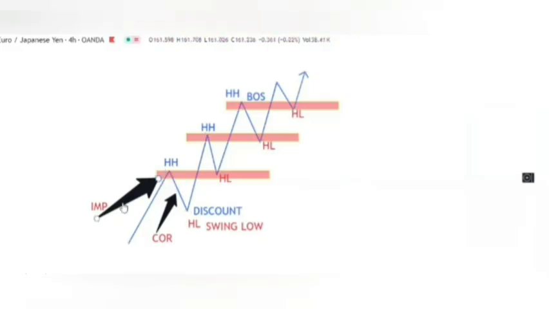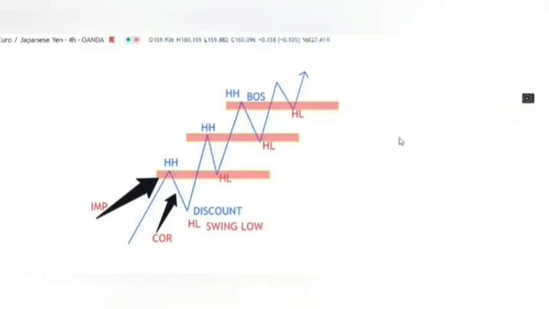It has the impulse move, or the impulse leg, as some people call it, and there's a correction to the downside as it creates that structure. There is also a break of structure here as it creates that swing low, then it breaks the structure again and creates another higher low.